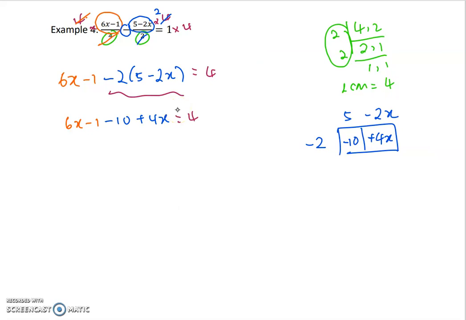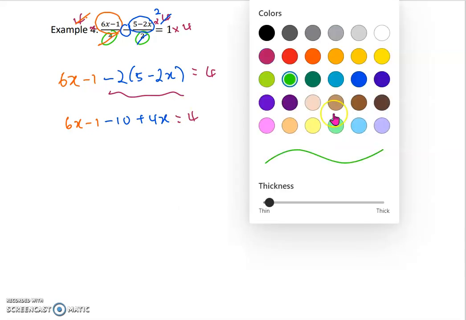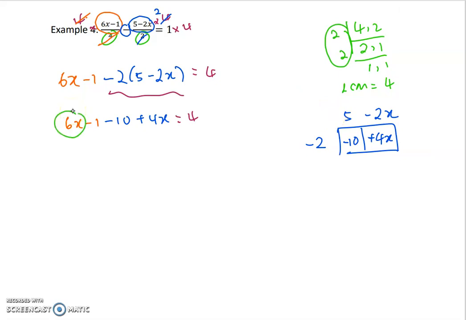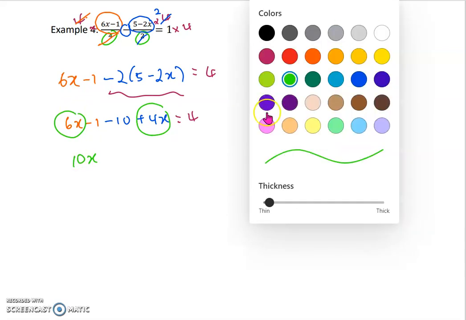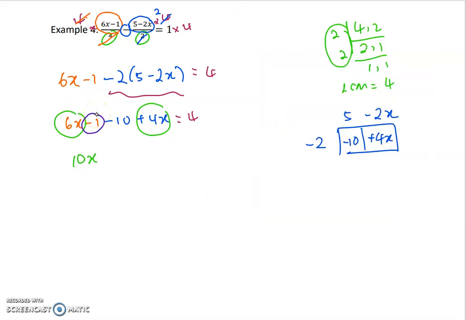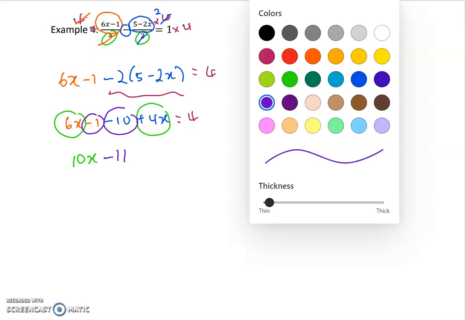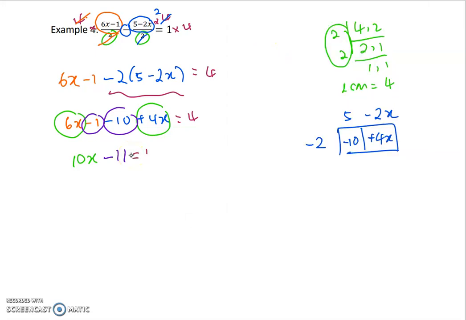Alright? Same thing. Same terms can be added up. So 6x and 4x, you can add into 10x. And then we can also have negative 1 minus 10, which will give me negative 11. Be very careful if you need to use your calculator. Alright, and on the right hand side we still have a 4.